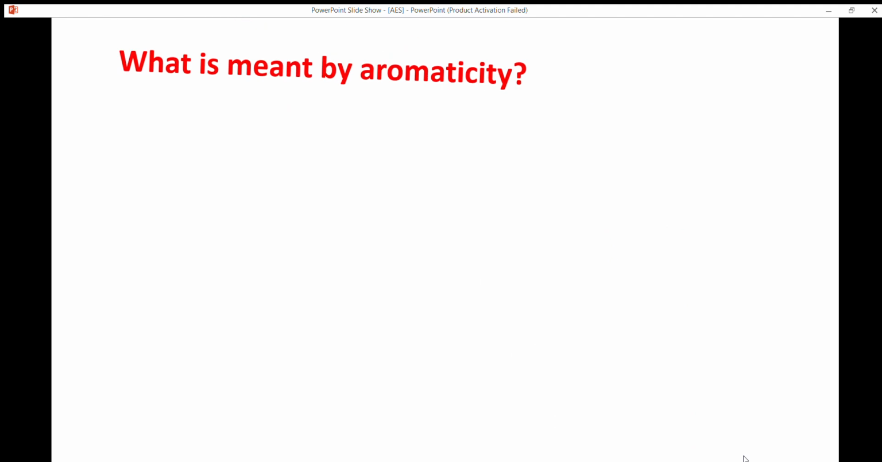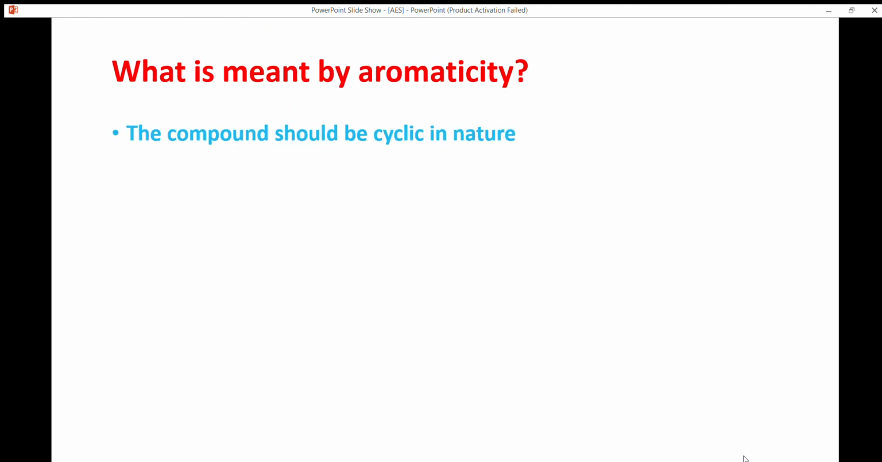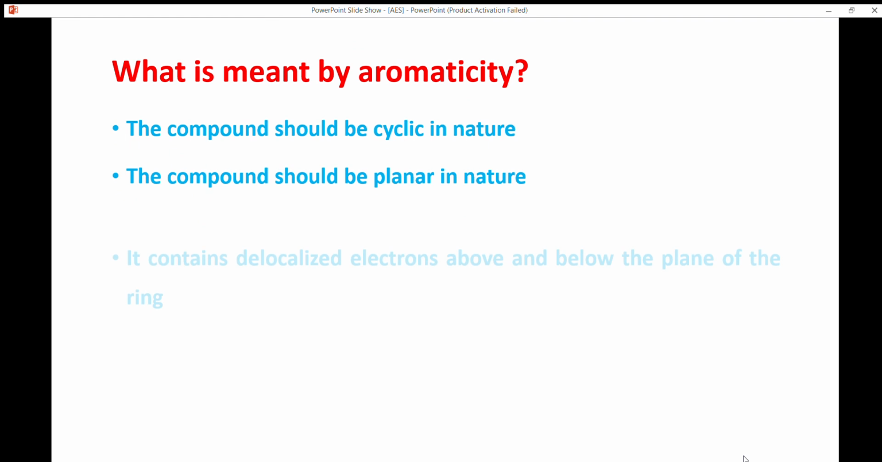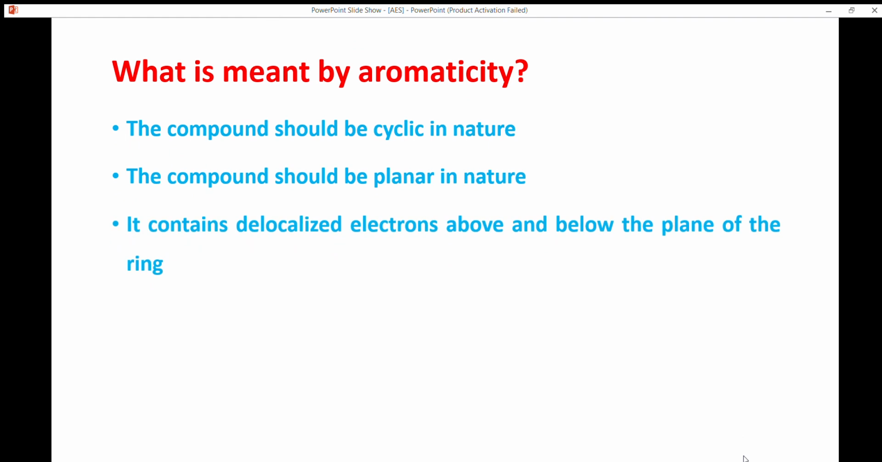The first criterion is that the compound should be cyclic in nature, and the second criterion is that the compound should be planar in nature. The third criterion is that it contains delocalized electrons which are above and below the plane of the nucleus or ring. The fourth criterion is that it obeys Huckel's rule.